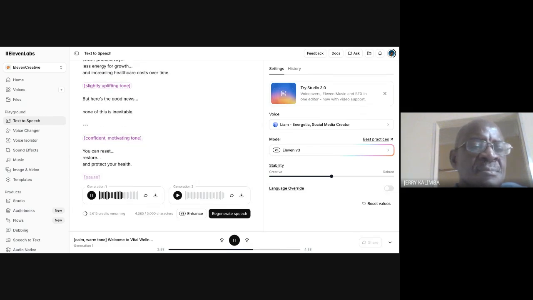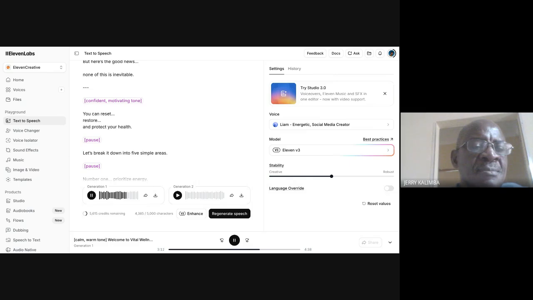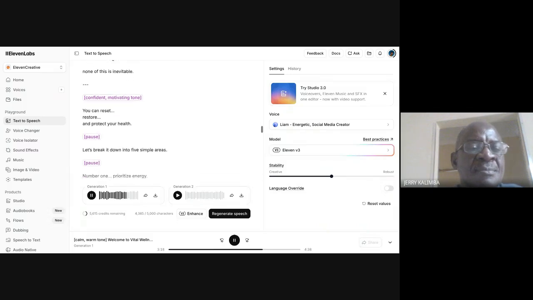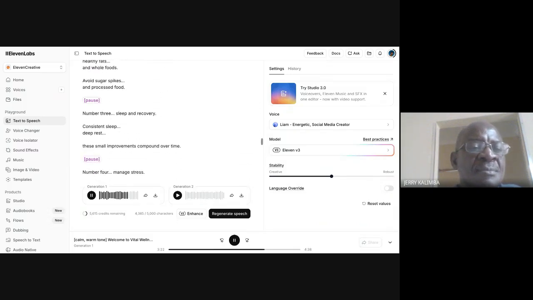Number 1, prioritize energy. Strength training 2 to 3 times a week and short cardio sessions can dramatically improve how you feel. Number 2, optimize nutrition. Focus on protein, healthy fats, and whole foods. Avoid sugar spikes and processed food. Number 3, sleep and recovery. Consistent sleep, deep rest. These small improvements compound over time.